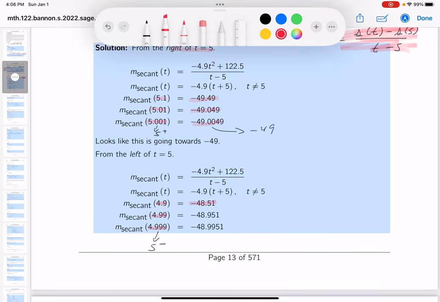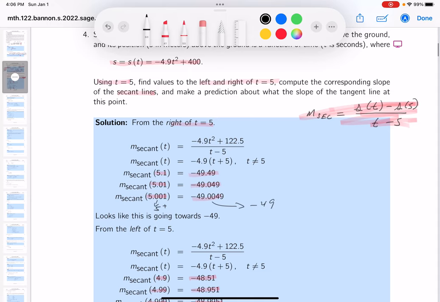And again, for most students, that requires the use of a calculator. What do you notice about this over here? These numbers also appear to be going towards minus 49. So certainly you can make a guess at the slope of the tangent line. I don't think it's much of a guess at this point, but make a guess at the slope of the tangent line. Well, it looks like both of them are going towards minus 49.